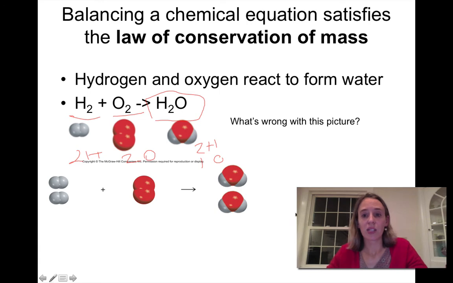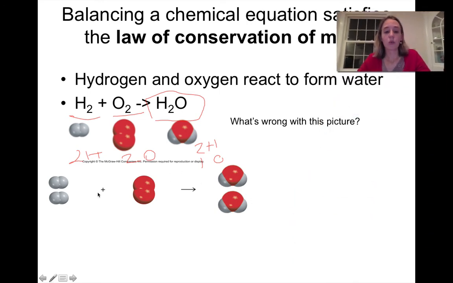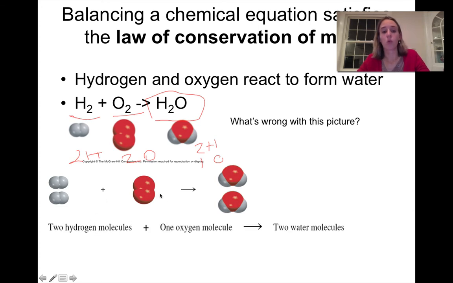Now, if we want to have a nice balanced chemical equation, really the way that they're going to react is 2 hydrogen molecules will react with 1 oxygen molecule to make 2 water molecules. And you can see now we've got 2 oxygen atoms on the reactant side, 2 oxygen atoms on the product side, 4 hydrogen atoms and 4 hydrogen atoms. So this is how the production of water actually happens. This is the ratio of reactants to products.